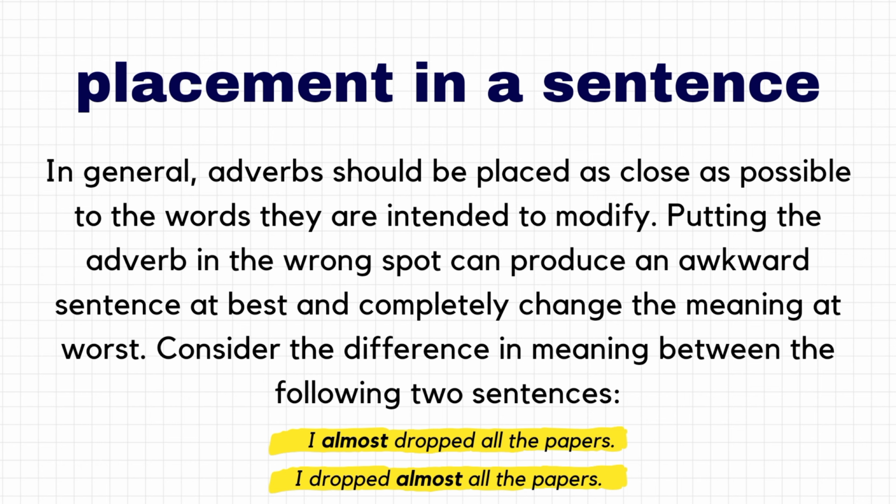I almost dropped all the papers. I dropped almost all the papers. Now just by changing the placement of almost, the meaning of these sentences completely changes. In the first one, when we say I almost dropped all the papers, it means that the person didn't drop the papers but was about to drop them. But in the second one, I dropped almost all the papers, it means that the person dropped some of the papers but not all the papers.